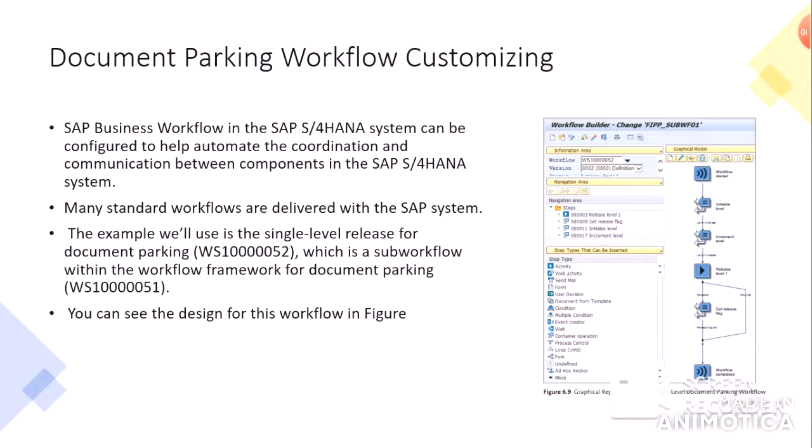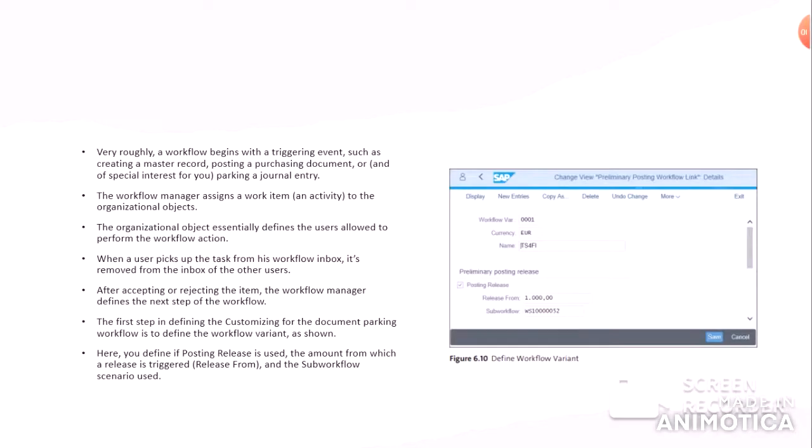So in certification, there will be a few questions related to workflow, so I need to cover this part in this video. Let us see. For that purpose, first they need to define the workflow variant. So the workflow variant, currency and the name, and they will set up the limit, release from, and sub workflow, posting, release.